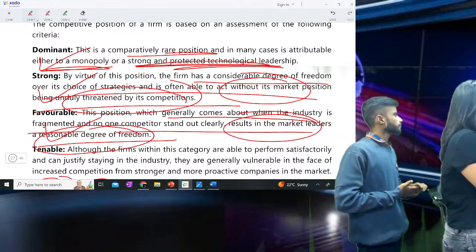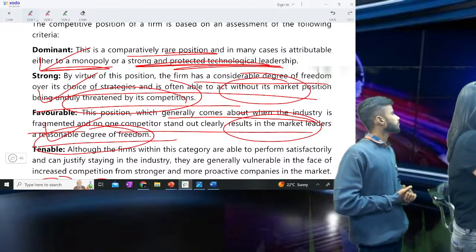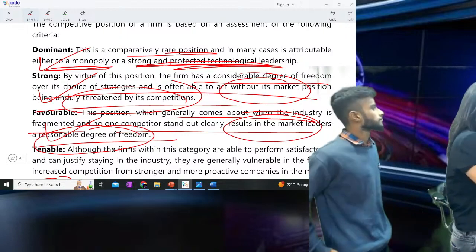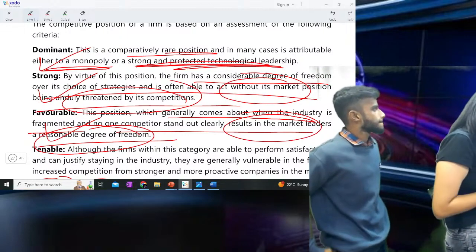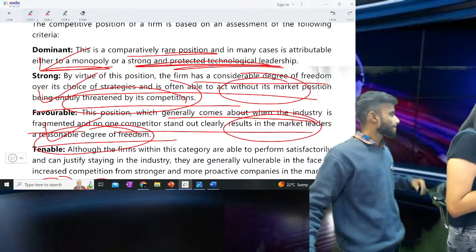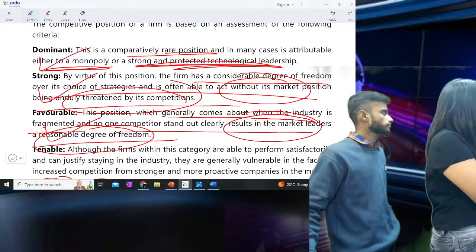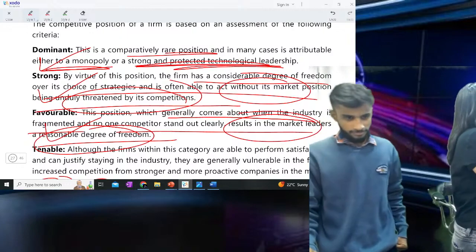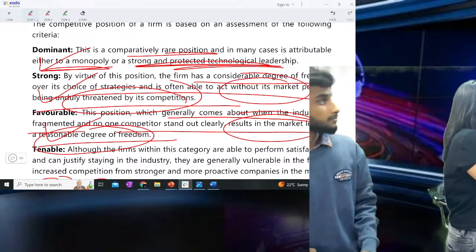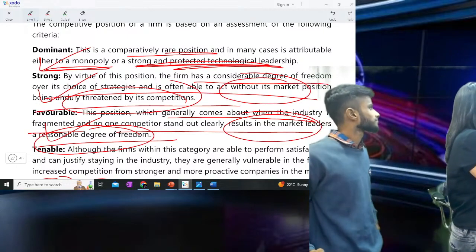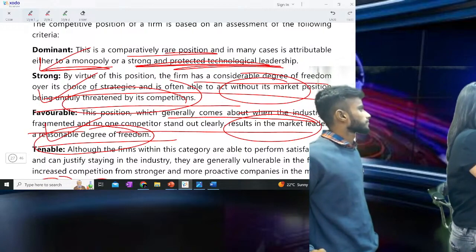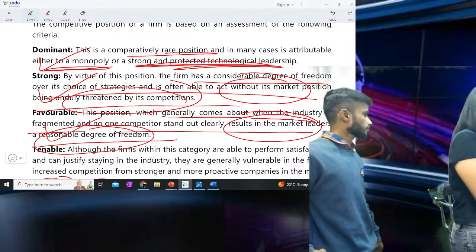Yes, first one only. But dominant. This is a comparatively rare position, and in many cases is attributable either to a monopoly or a strong and protected technological leadership. Now click Alt Tab.